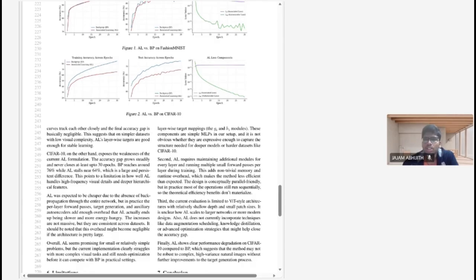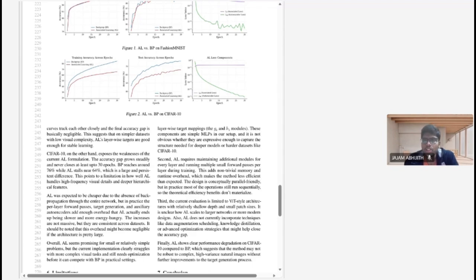Second, AL requires maintaining additional modules for every layer and running multiple smaller forward passes during training. This adds memory and runtime overhead. While the design is conceptually parallel friendly, in most cases the operations still run sequentially. So the theoretical efficiency benefits just don't materialize with current hardware and software.